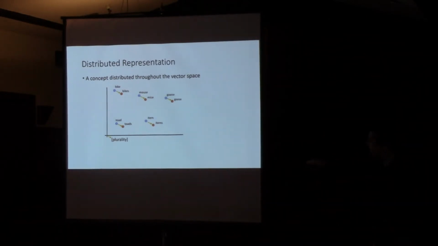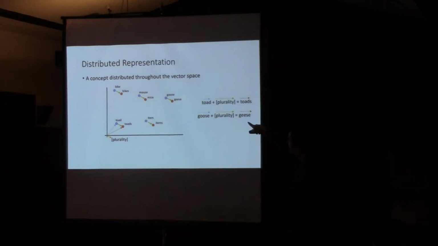And I put in brackets plurality as a concept because if this is all the words, let's say in the English vocabulary, plurality would not be there. It would be somewhere else. So the literal semantics are separate from the conceptual semantics. The concept is distributed, but it's separate from the literal representations. So what you can do in this space, for example, is say toad plus the plurality vector, which is this average offset from the singular form, equals toads.